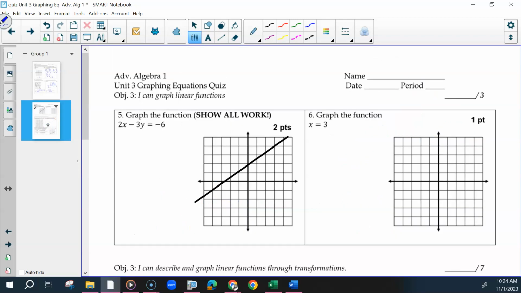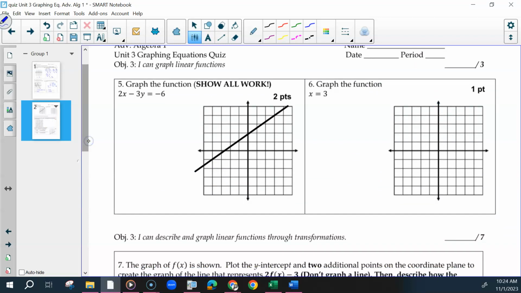On the back, for graphing, you could have done this problem in 2 different ways. So I'm going to show both, but you should have only done one of them. One of them was solving this for slope-intercept form. Get rid of the 2x by subtracting on the other side and divide everything by -3.